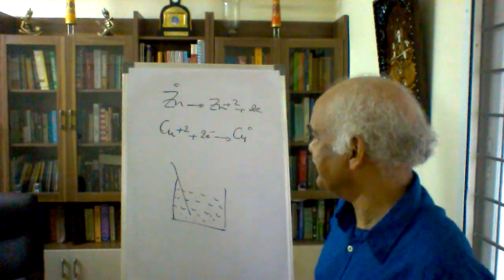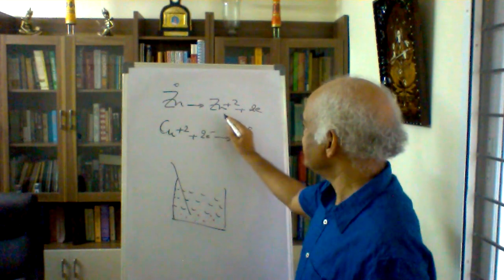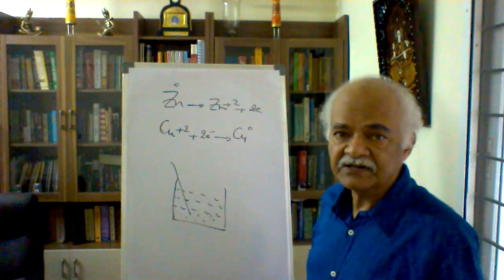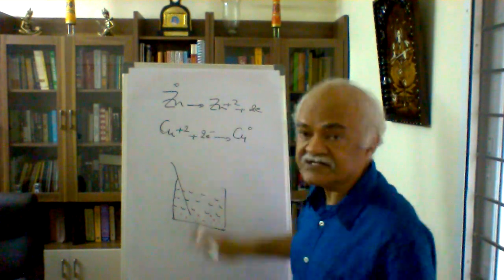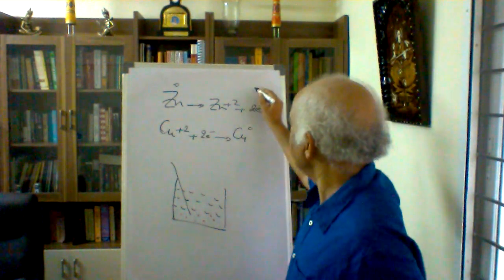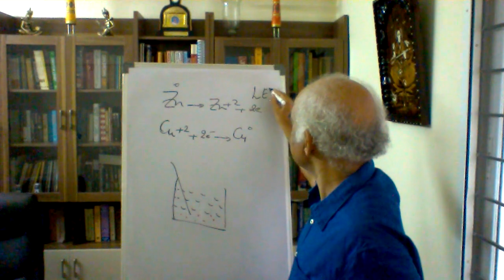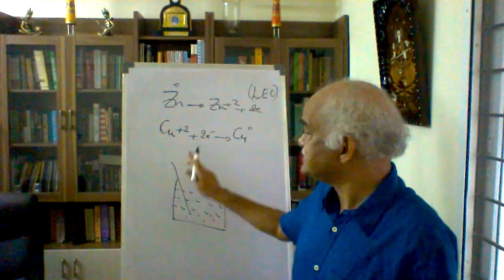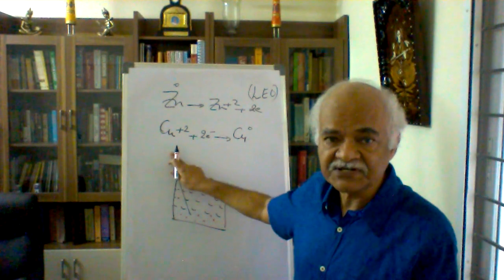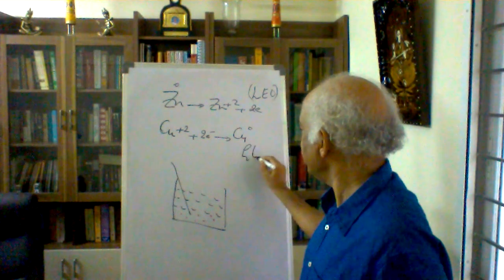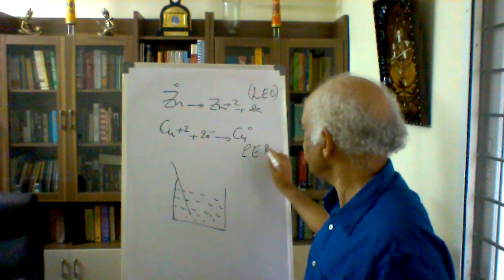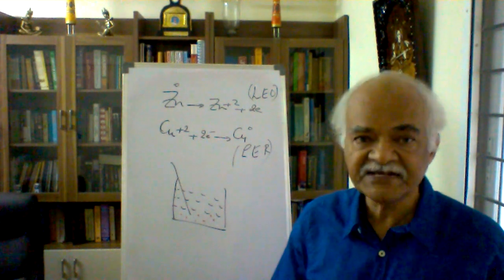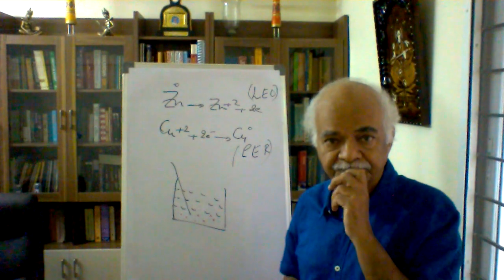Now what has happened here? My zinc, once it gets converted to Zn2+, has to lose 2 electrons. That means, is it not undergoing oxidation? Again, you write down: loss of electrons, oxidation. And what about the latter part, please? Is it not gaining electrons? 100%. Therefore, we call this gain of electrons, reduction. Gain of electrons is reduction. These two processes are taking place simultaneously.